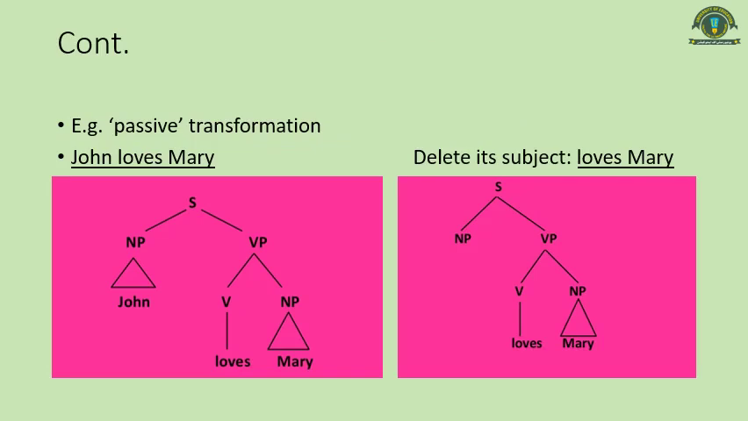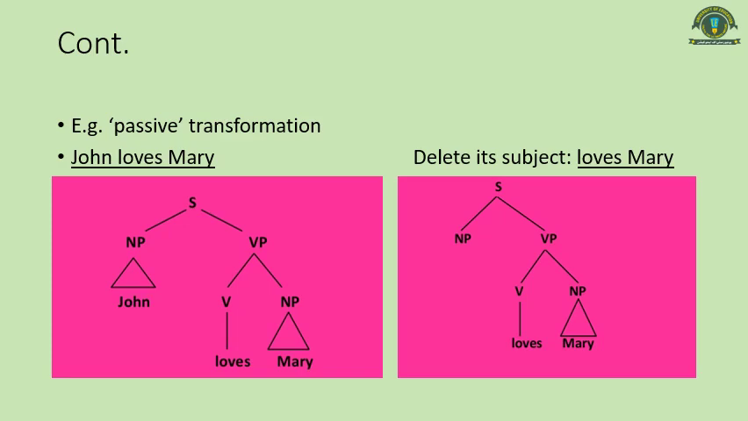Here in this example, we will see how the passive transformation is applied. The sentence is John loves Mary, and you can see it in the tree diagram, where John is a noun phrase, loves is a verb, and Mary is a noun phrase. Verb and a noun phrase make a verb phrase, and after combining a noun phrase and a verb phrase, we get a sentence.